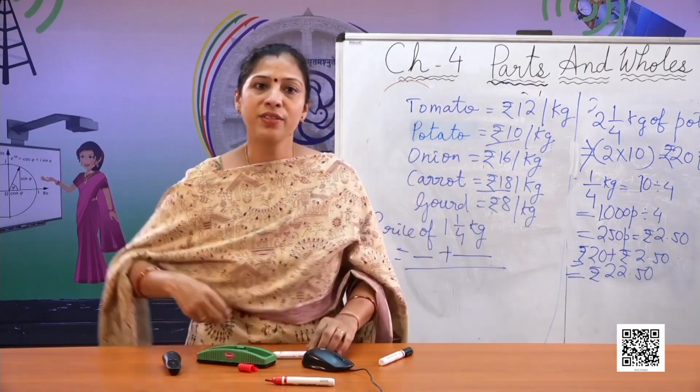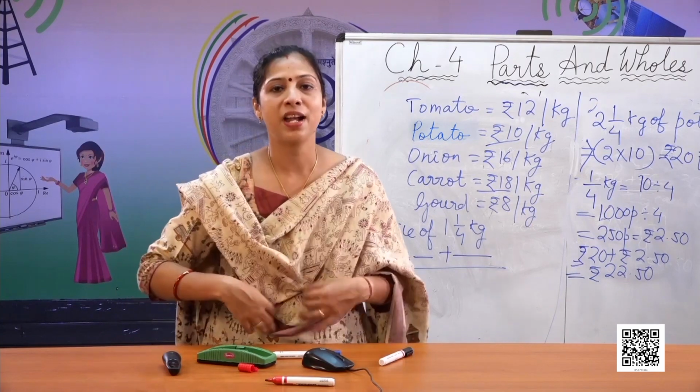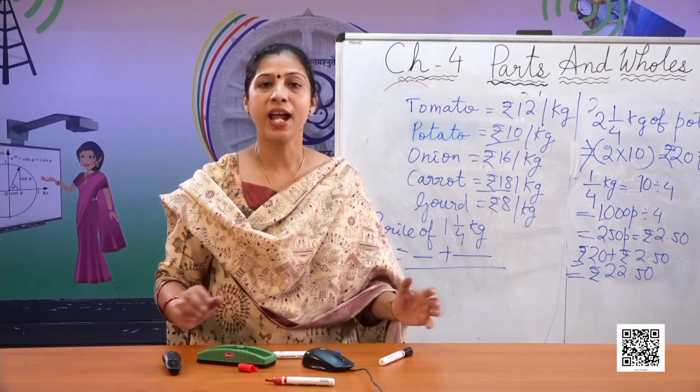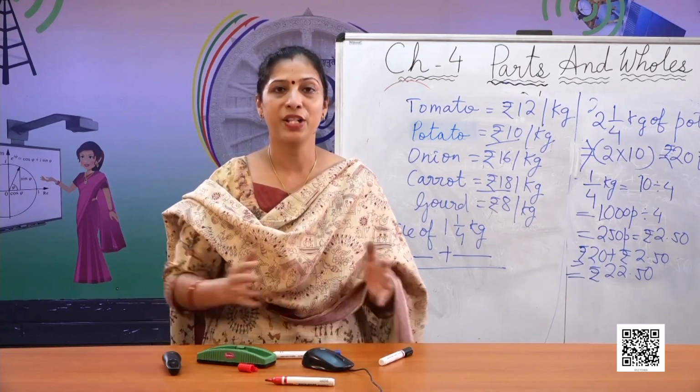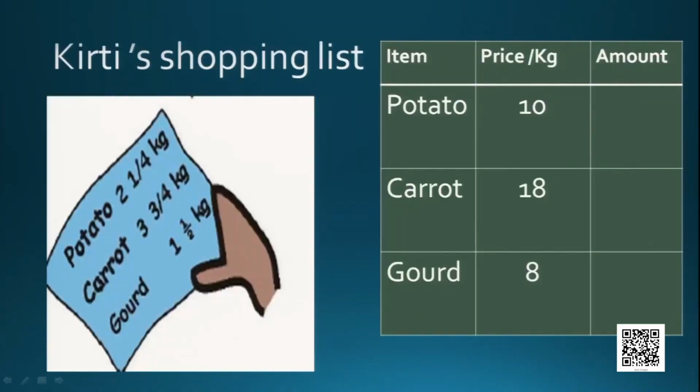Now you can find out the value of carrot like this and the value of gud like this, and then count the total by adding the amounts, and your answer is ready. Kirti's shopping list is ready, her bill is ready.